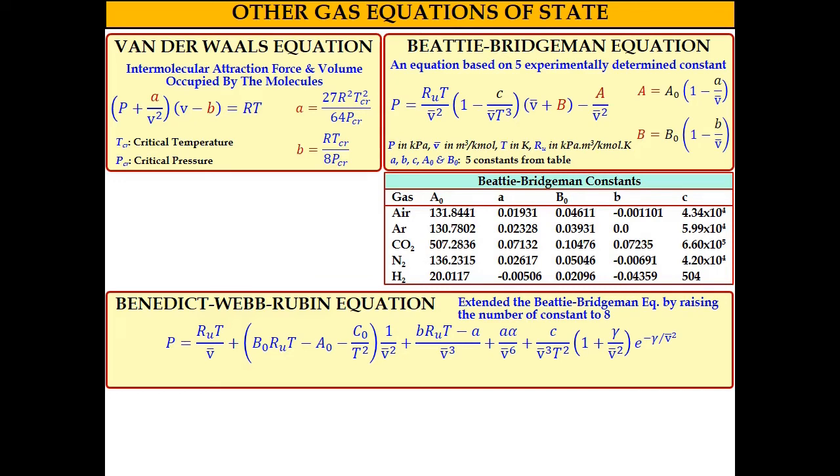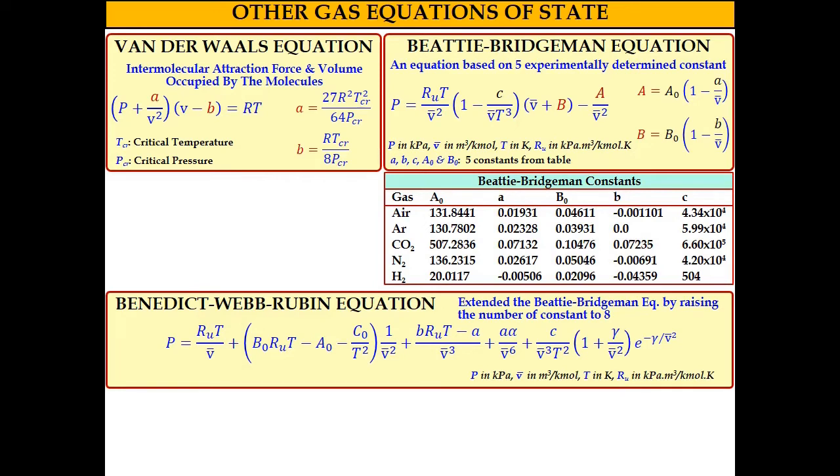by T divided by v bar, plus (B naught multiplied by Ru multiplied by T, minus A naught, minus C naught divided by T squared) multiplied by 1 divided by v bar squared, plus (b multiplied by Ru multiplied by T minus a) divided by v bar cubed, plus a multiplied by alpha divided by v bar to the power of 6, plus c divided by (v bar cubed multiplied by T squared) multiplied by (1 plus gamma divided by v bar squared) multiplied by exponent of negative gamma divided by v bar squared. So this is the Benedict-Webb-Rubin equation.